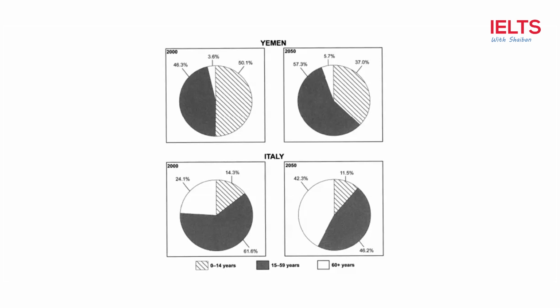Maybe you compare the youngsters in the year 2000 in Yemen and in Italy. And then you can move to talk about the big changes or the significant difference between the very young ages from 0 to 14 in Yemen in 2000, and of course the same age group in Italy.